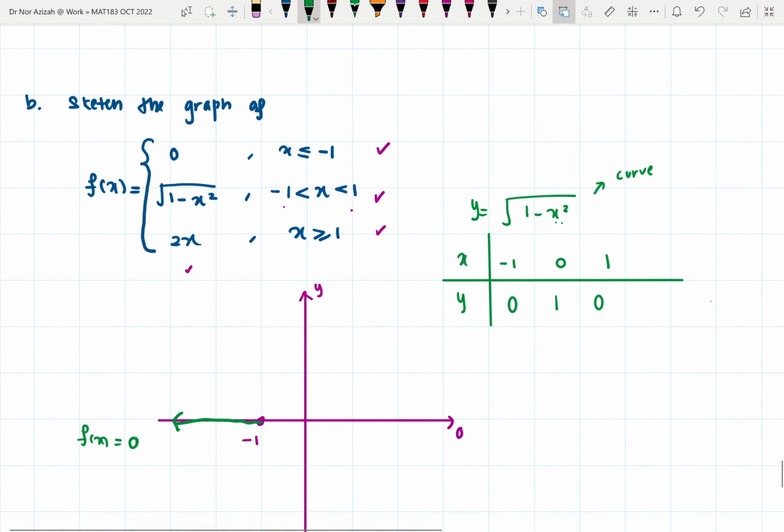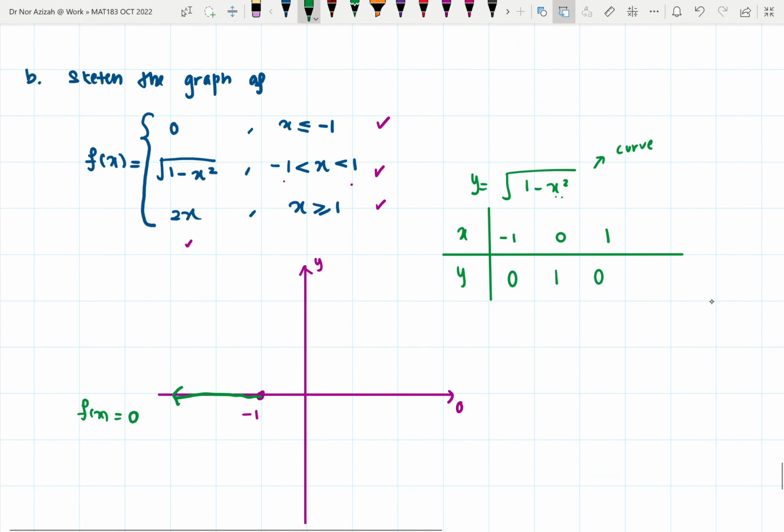Okay, so plot the points. When x equals -1, you will get 0 here. This one is a hole because -1 is not included. Okay, when x equals 0, in between -1 and 1, you will get y equals 1. Okay, when x equals 1, y equals 0 here. So this one is not included. So the graph must be like this.